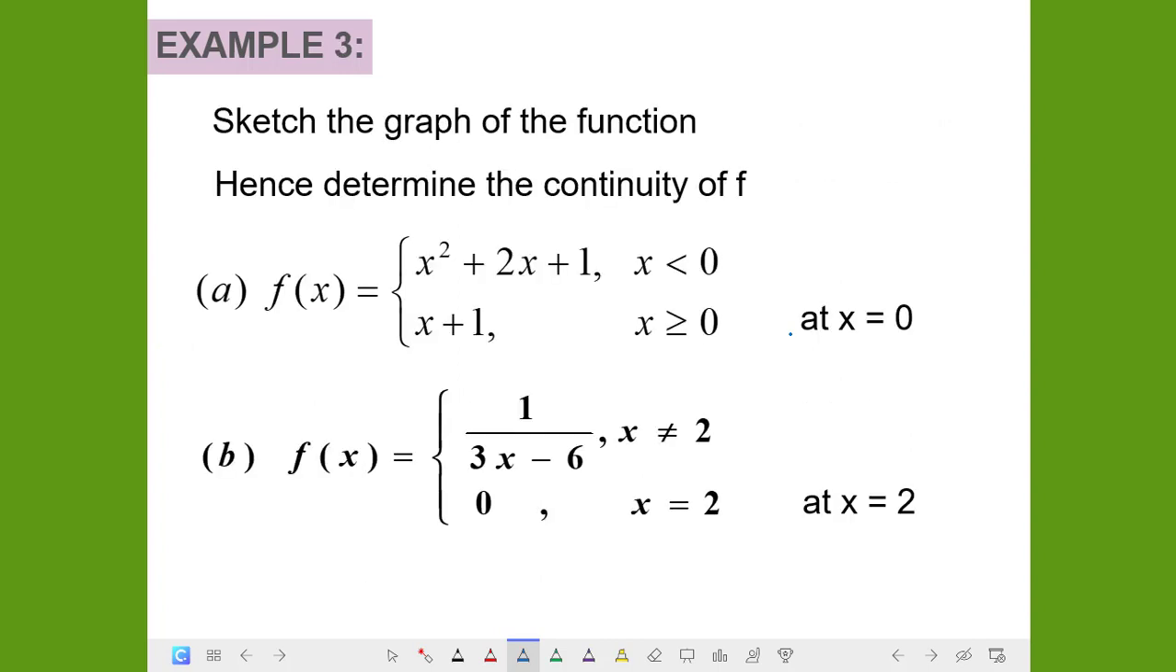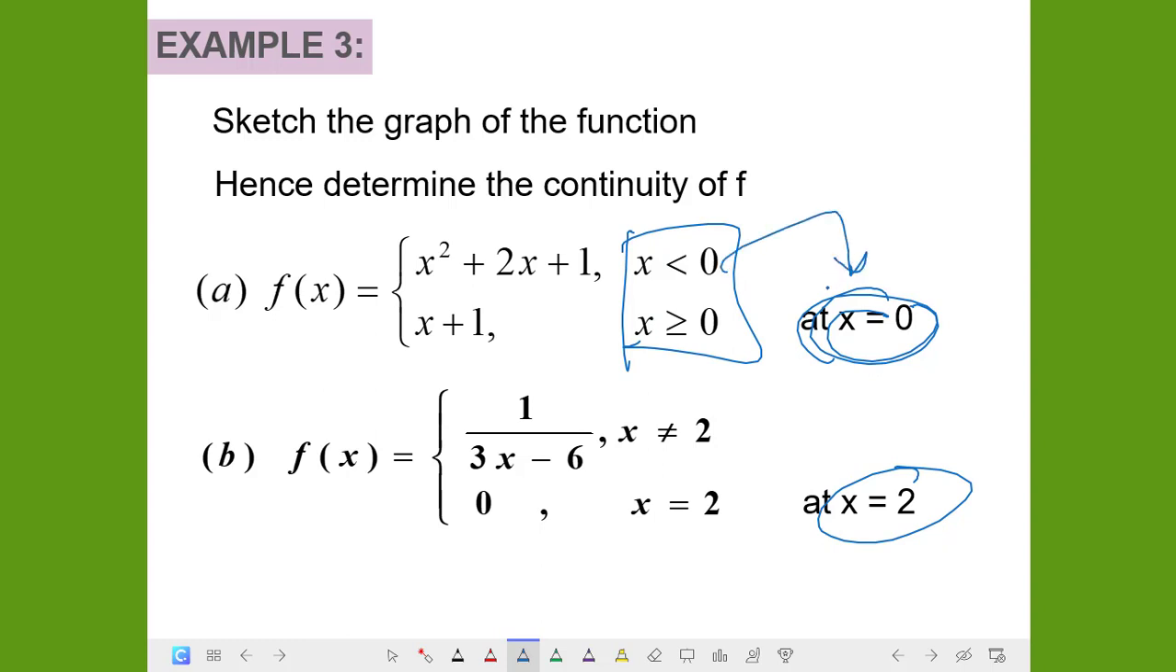Example 3. Sketch the graph of the function, hence determine the continuity of f at 0 and at 2. Sketch this function and determine this one. Consider this is 0, so determine the continuity at point 0. This is 2, check whether it is continuous at this point 2.